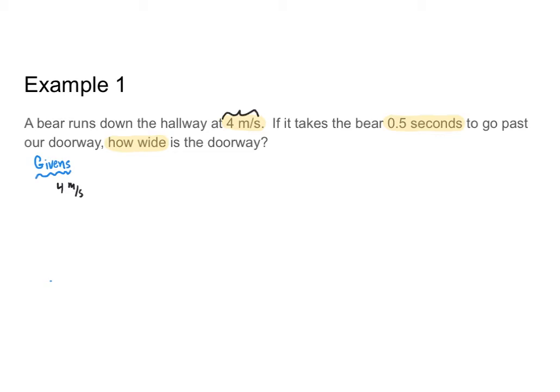And from the units here, meters per second, I know that 4 meters per second represents my velocity. Or if it's easier for you, you can say that represents your speed. In this problem, it doesn't actually matter. In other problems, it will. So anyway, the bear has a velocity of 4 meters per second, and it takes the bear 0.5 seconds to go past our doorway. So again, from the units here, I know that my 0.5 seconds is going to be my time. So units are a really good trick to figure out what your givens in the problem all represent.